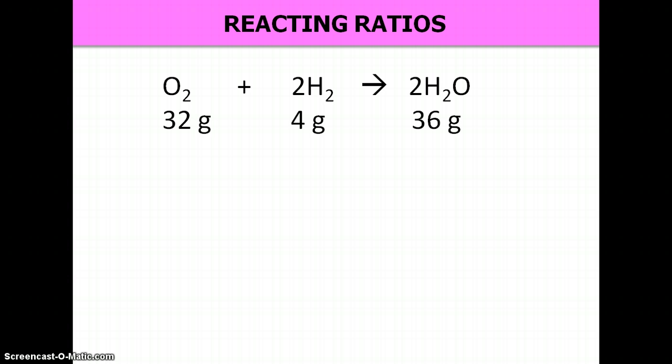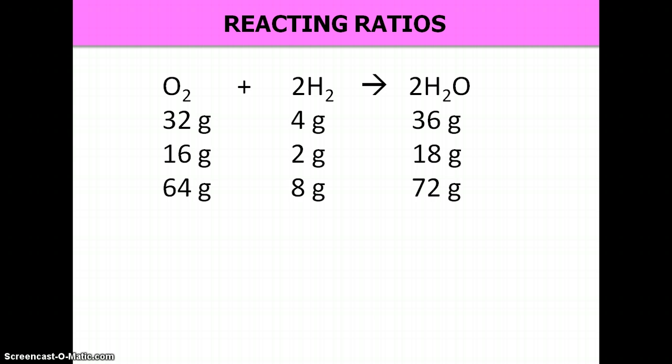So if we were to halve the quantity of the reactants, so if we were to go for 16 grams of oxygen, we only need to react that with 2 grams of hydrogen, and we form half the mass of water, we form 18 grams. If we were to double from 32 to 64 grams of oxygen, we'd need double the mass of hydrogen, we need 8 grams, and we get double the mass of water. If we were to go for an eighth of the mass of oxygen, then we'd only need 0.5 grams of hydrogen, and we'd only form 4.5 grams of water.